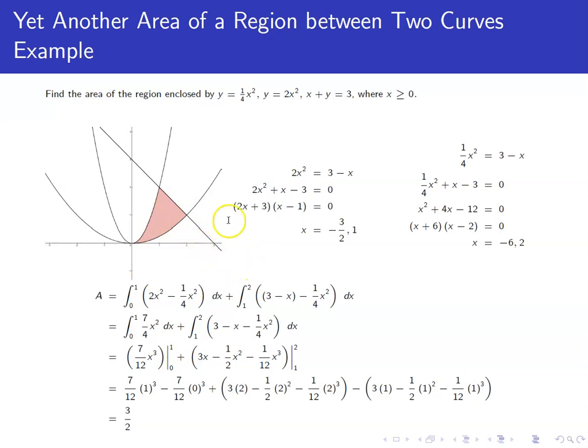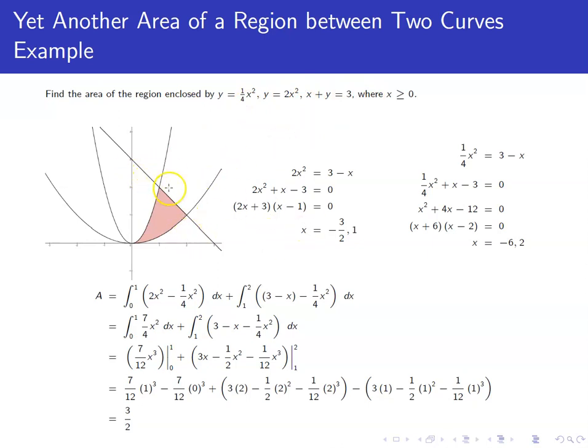So the way the region is described to us is not very helpful for determining which variable we should integrate with respect to, because we're going to have to do two integrals either way. So since the functions were already presented to us in terms of x, let's just do everything in terms of x and integrate with respect to x.